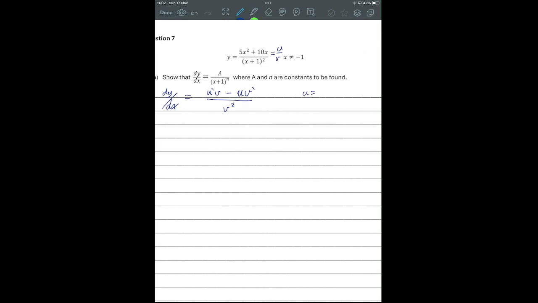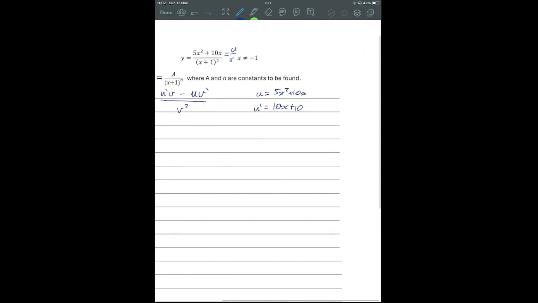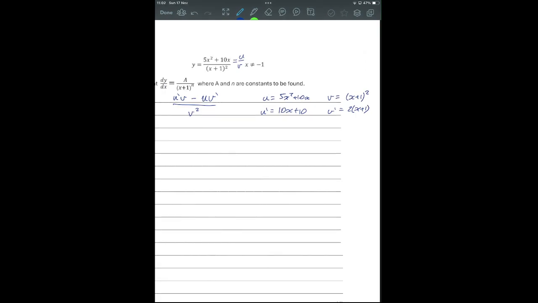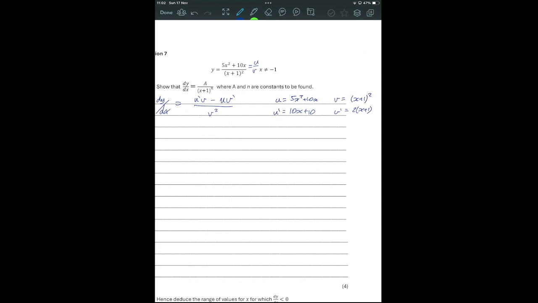So my u was 5x squared plus 10x. This is now just going through the process. V we've put as x plus 1. So v dash, bring down the power, reduce the power by 1. Officially we'll also times by the derivative of the bracket, but that's just 1. So there's no extra adjustment there. Now we need to put it in. Our u dash is 10.